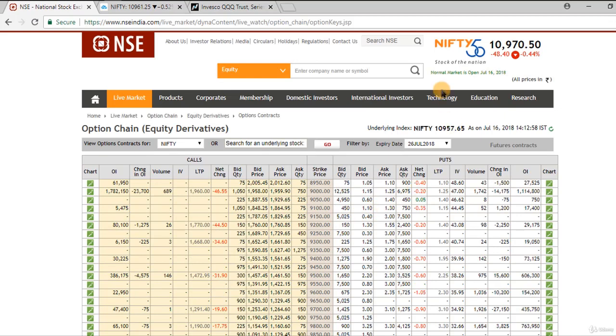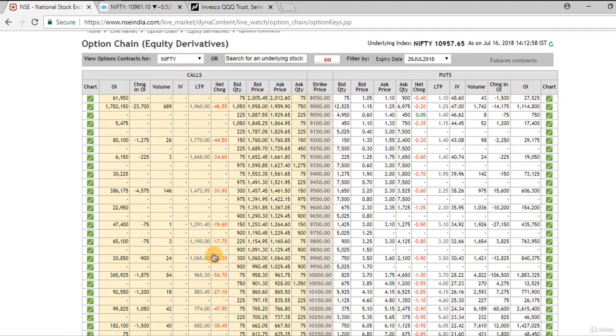This is the options chain of Nifty 50 and the expiration date is 26th of July. We can change the expiration date. We can select the August expiry and the September expiry, but the current month is July, so we will select the July expiry. So these are the calls and these are the put options. These are the various strike prices.